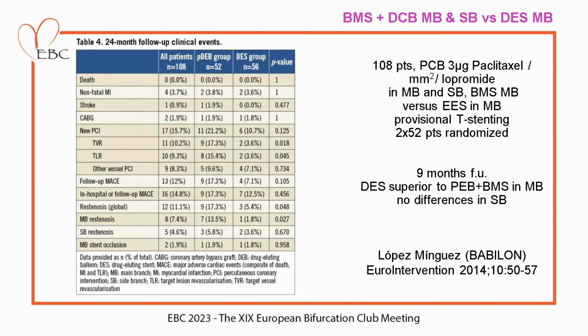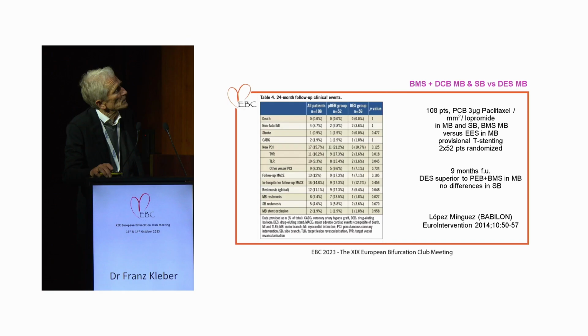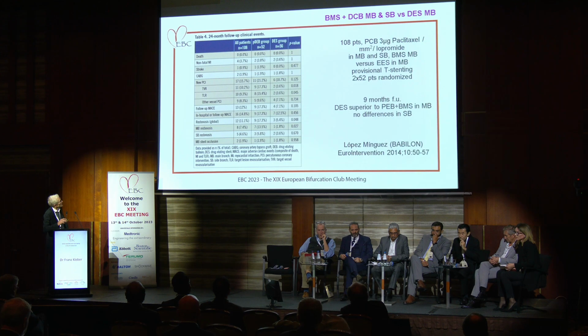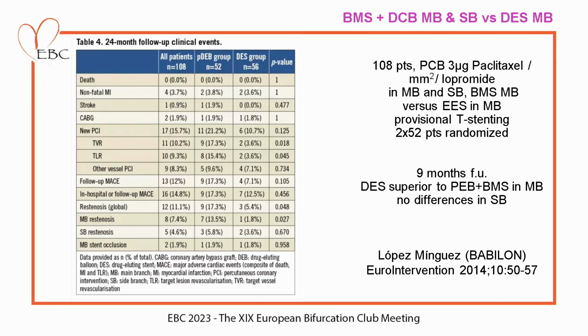The next study I have to mention is the Babylon trial. Here you see a bare metal stent again with the DCB in the main branch and side branch, and the DES in the main branch. And what you see here, if you go through the data, is that the side branch restenosis rate in the DCB group is quite good, while in the main branch the DES is better off.